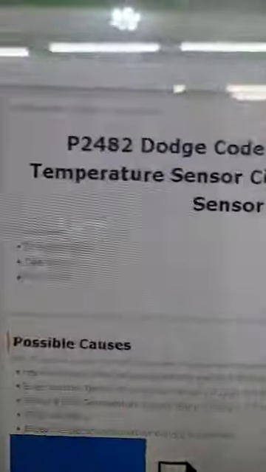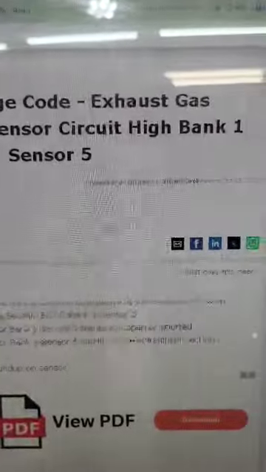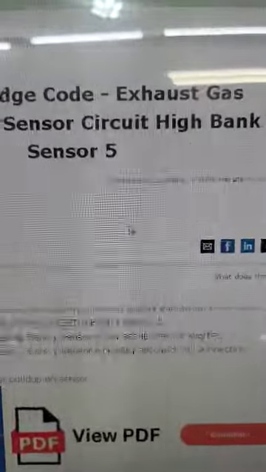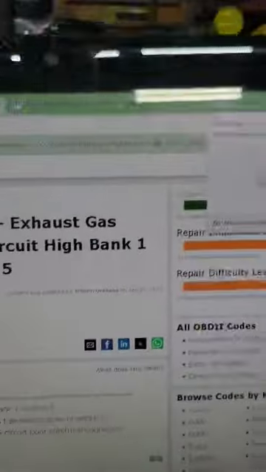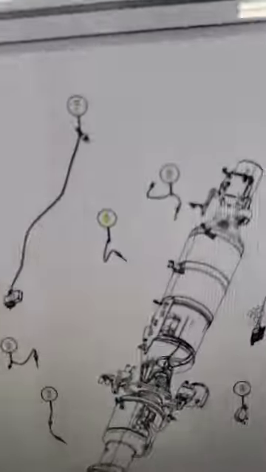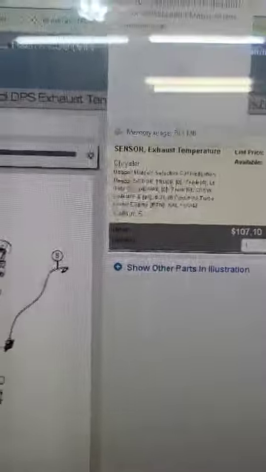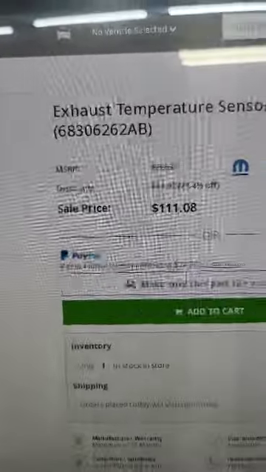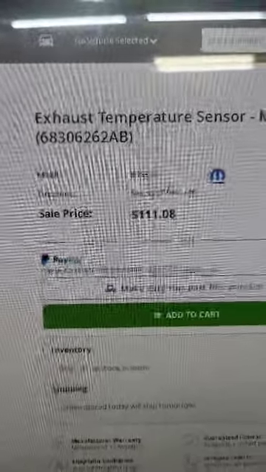And the second one, P2482, which is the exhaust gas temperature sensor, bank 1 sensor 5. And here is the one, number 5, and here is the sensor and the part number right there if you need it also.